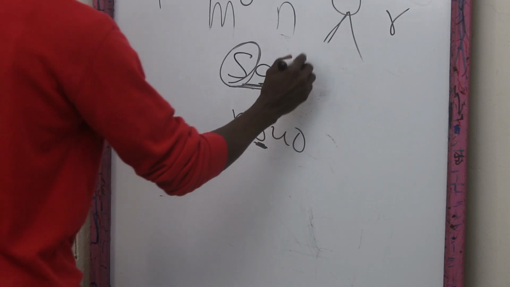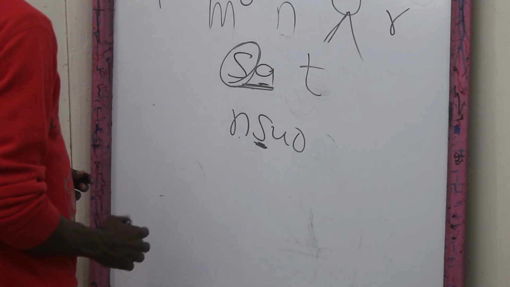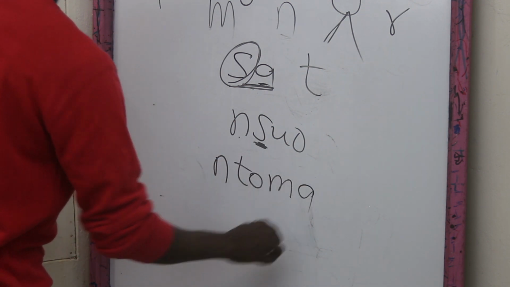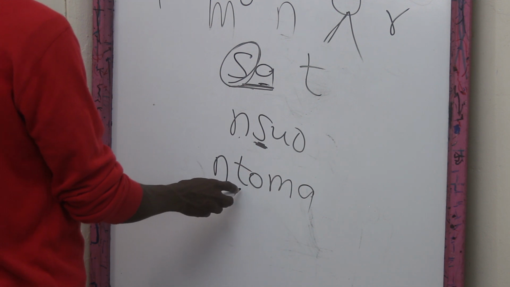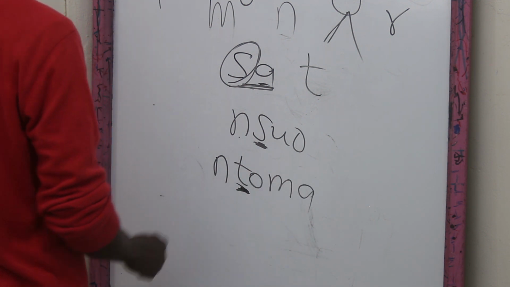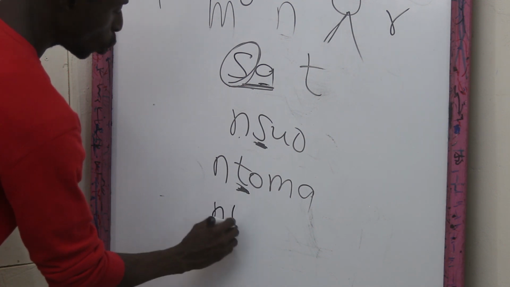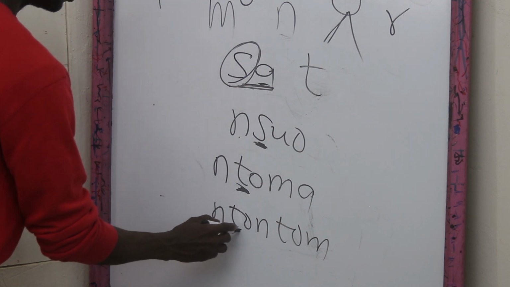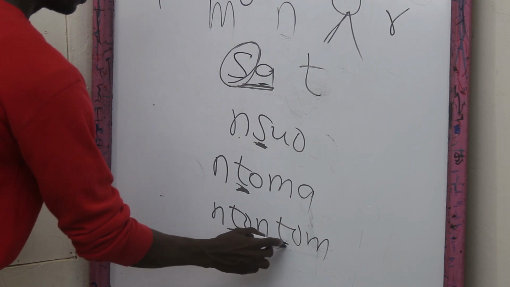The next sound is t. To ma. Ntoma is cloth. Ntoma. Tom tom. Tom is mosquito. T. Tom tom.